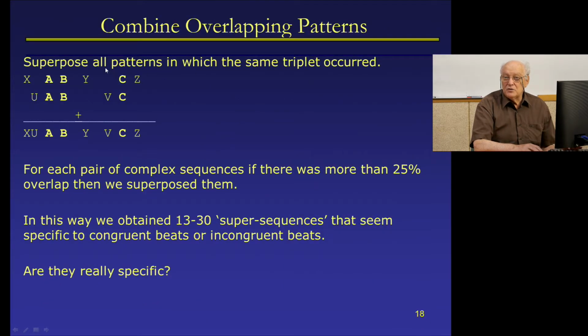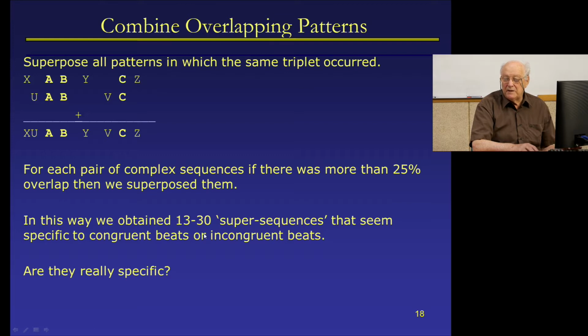Now we can use it to superpose patterns in which the same triplet occurs. Assume that the triplet A, B, C is once seen in the structure X, A, B, Y, C, Z, and another time in the structure U, A, B, V, C. We superpose them to get X, U, A, B, Y, V, C, Z, and so on. We can repeat this again and again until no more superpositions of similar pieces can be done.